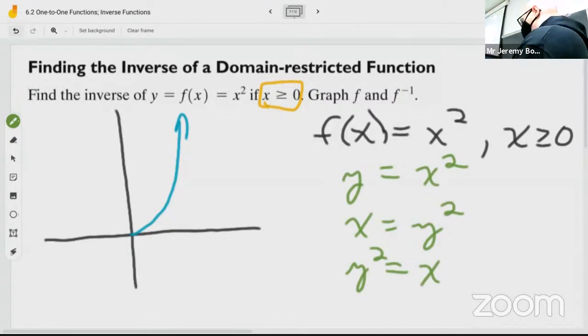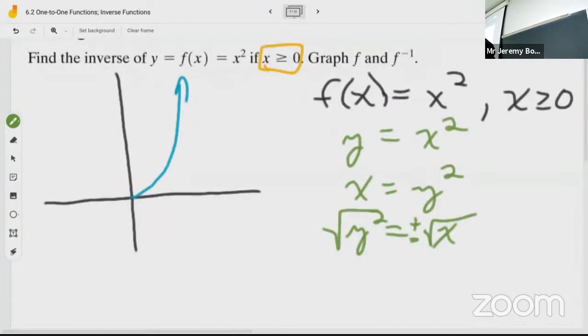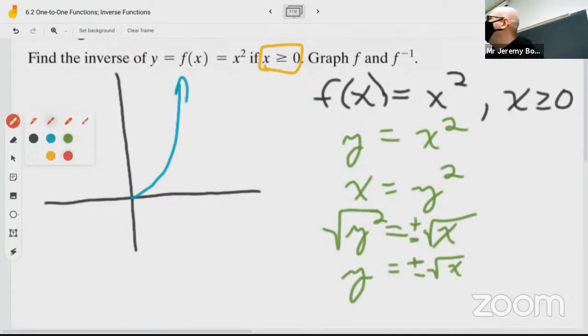Hey, we can do the square root method. But what's going to happen? Remember, whichever variable you're solving for, the side opposite is going to be plus or minus. So we end up with y is equal to plus or minus the square root of x. So how would that work with x? Well, let's think about what we have here. y is equal to plus or minus the square root of x. Is that a function?